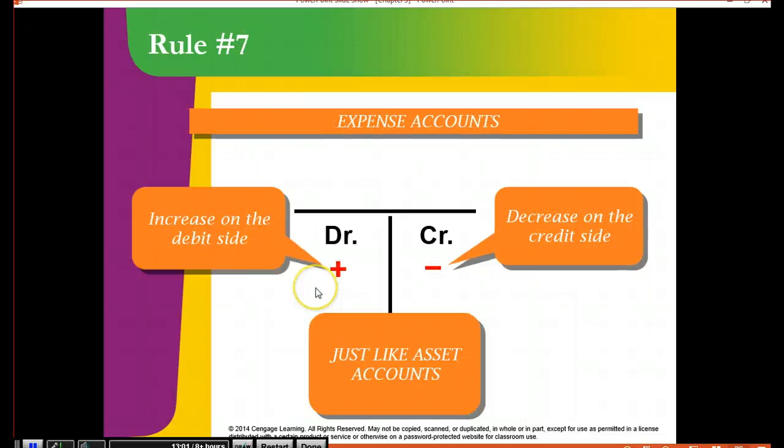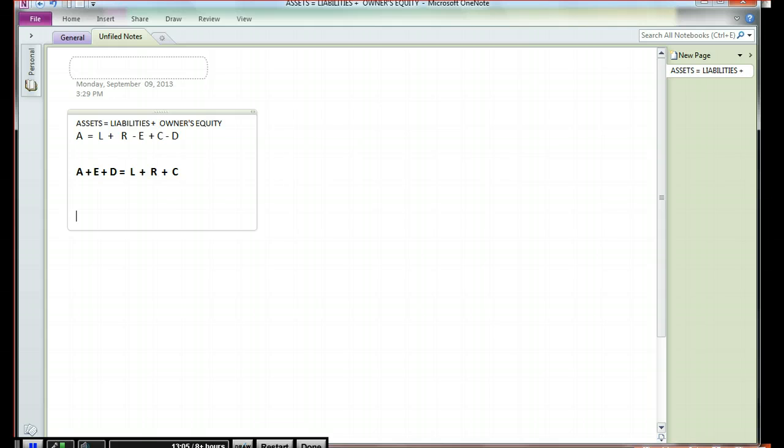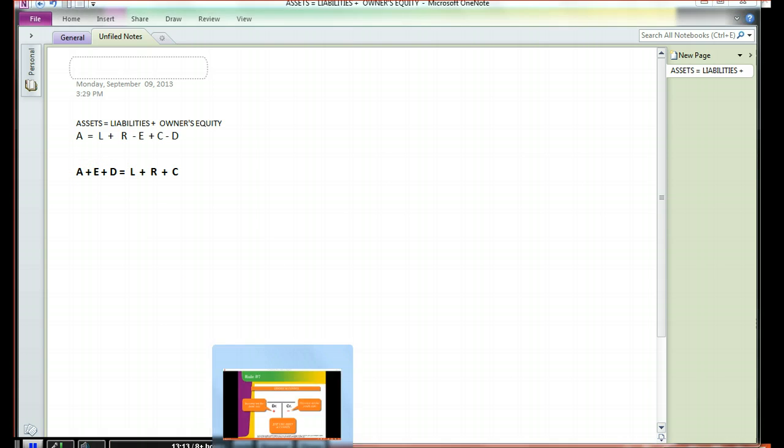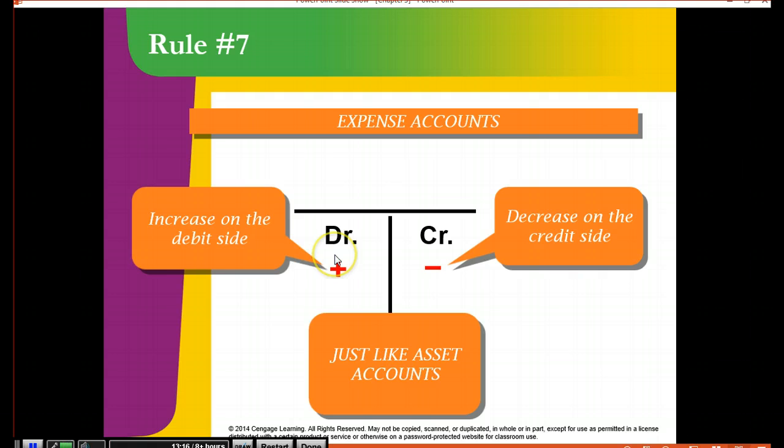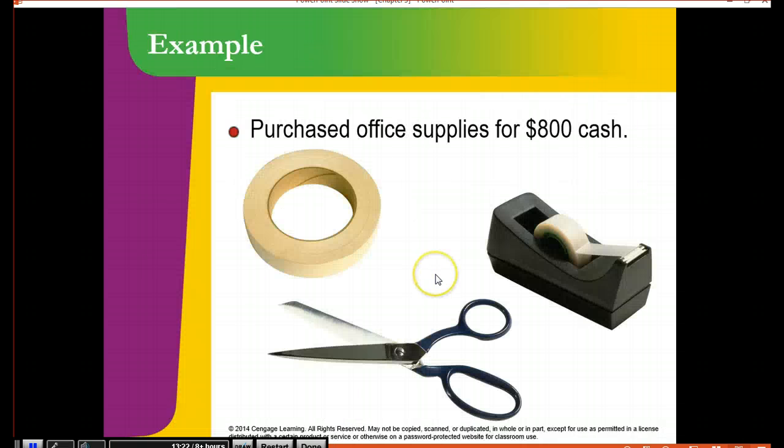On the debit side. Expense accounts, remember, same way as drawing, they're negative on the right. I had to take it over to the left so they look exactly the same way assets do. They increase on the left or debit side, they decrease on the right or credit side. All right, so let's look at some examples, and I think this will be seen a little bit more clearly.